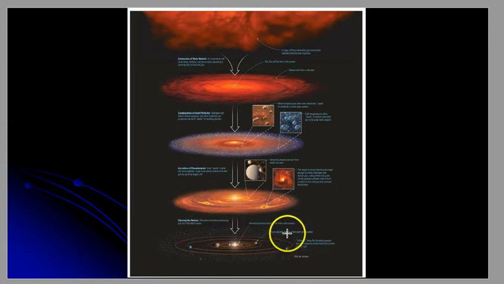and that is it for this segment on the formation of our solar system. The next one will be on exoplanets, planets around other stars.